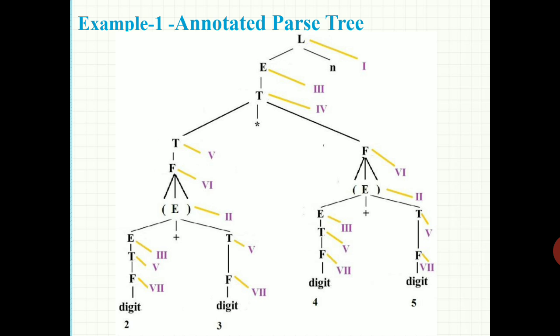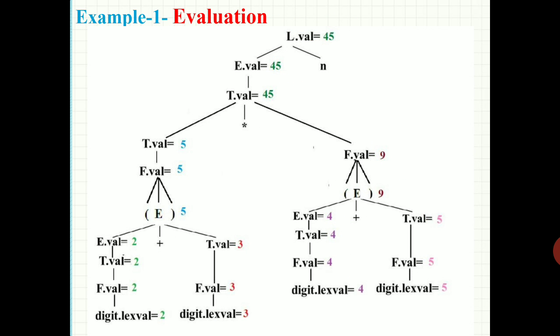Here you can see some numbers on the non-terminals, or nodes, in the parse tree, so it becomes an annotated parse tree. Coming to the evaluation, we can perform the evaluation in both cases, because the given SDT is both S-attributed and L-attributed definition, so we can perform the S-attributed evaluation and the L-attributed evaluation also.